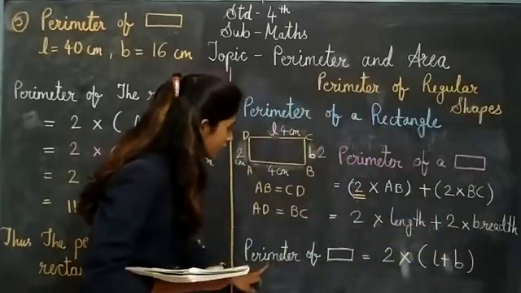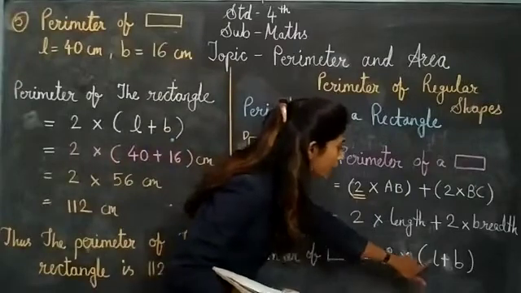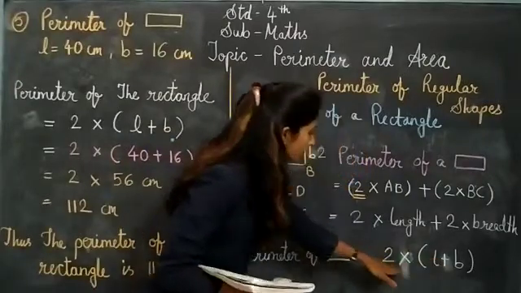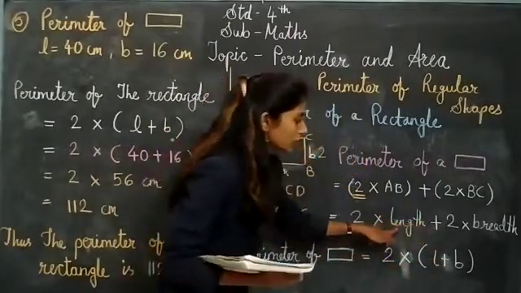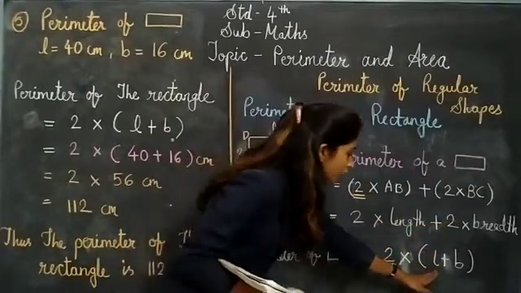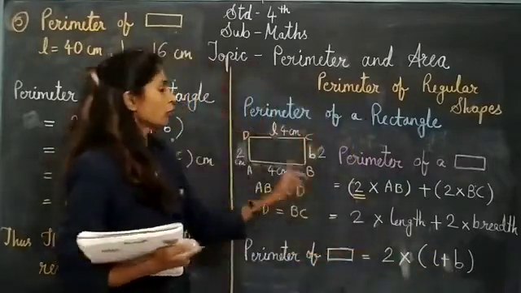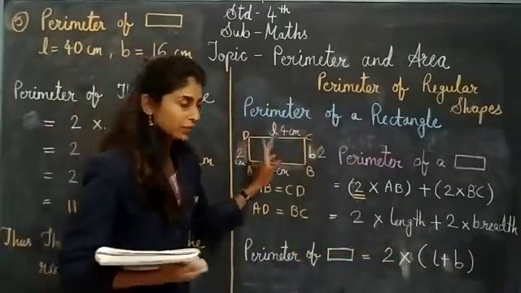Then the next is the perimeter of the rectangle. The formula will be 2 multiplied by (length plus breadth). Here 2 is common for both length and breadth. So we have separated that 2 and in brackets we have written length plus breadth. Okay, this is the formula for the perimeter of your rectangle.